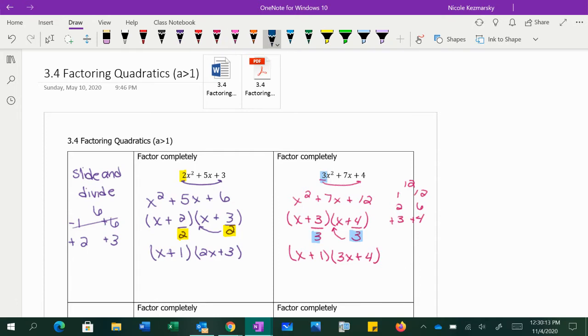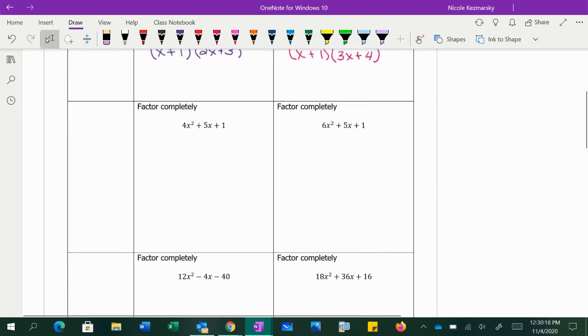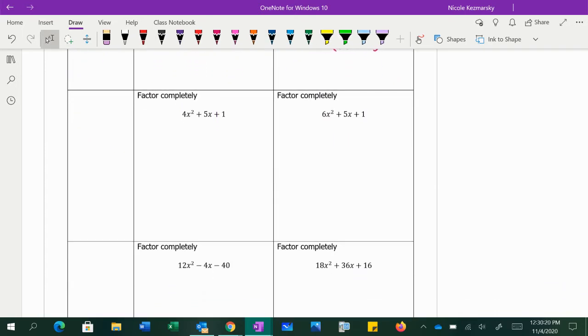Let's try the next problem. For the next problem, we've got bigger numbers in front of the x squared, and we've got ones as our constant. So I look very quickly for a GCF. I want to see if there's a GCF that I need to factor out. I don't see one, so I'm going to go ahead and slide and divide. So I'll take the 4, give it a slide. That's going to give me x squared plus 5x plus 4.